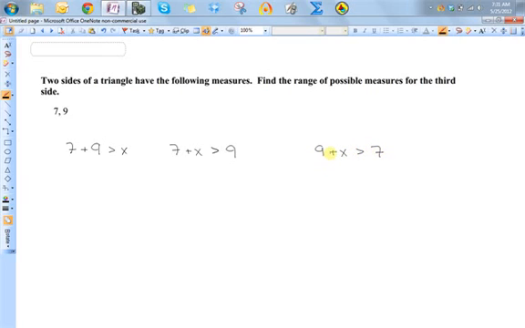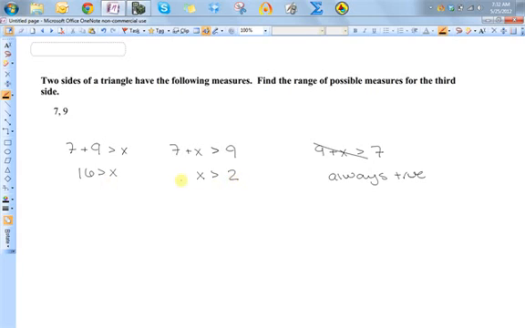Well, the nice thing about this one is since x needs to be a positive value because it is the length of a side, then this is always going to be true, so we don't need to use this one. Okay, so these are the only two we need to worry about. So if we add these two numbers, we get 16 is greater than x. And if we subtract 7 from both sides, we get x is greater than 9 minus 7, which is 2.